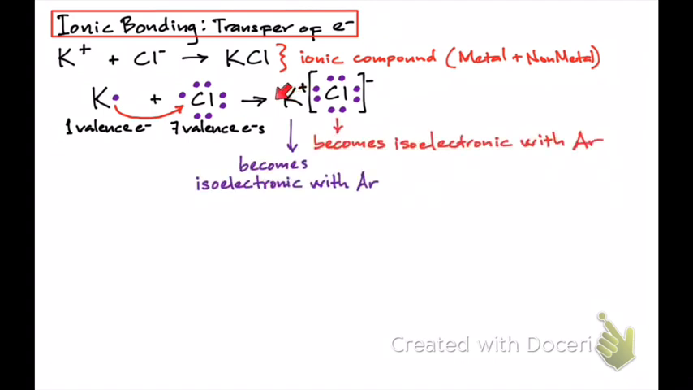And in that process, this potassium ion becomes isoelectronic with argon. Potassium has 19 electrons, right? Then it donates one of its electrons, the valence electron. Now it becomes 18. Now it contains 18 electrons. Argon also has 18 electrons. And because they have the same number of electrons, they are isoelectronic. Chlorine, on the other hand, gains an electron. It originally had 17 electrons. It gained one additional, so now it has 18 electrons total. So it's isoelectronic with argon as well.